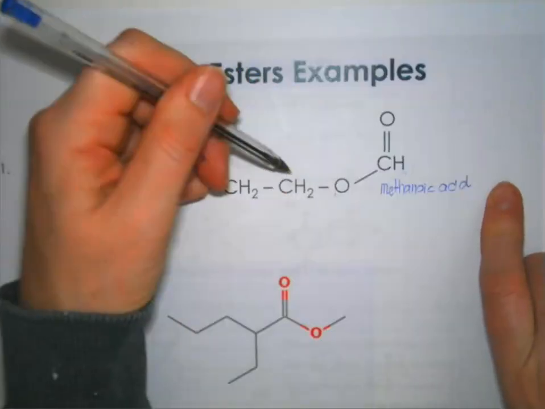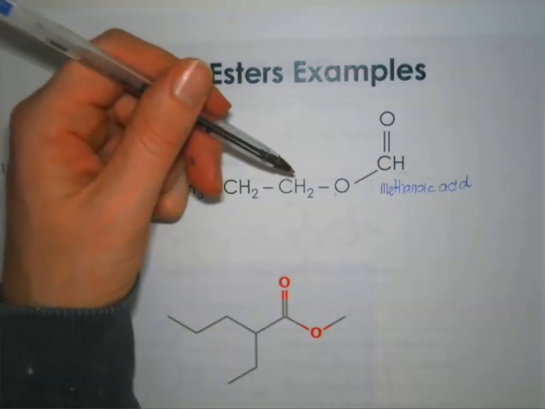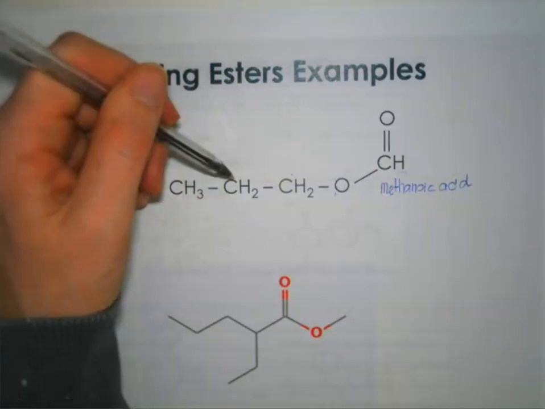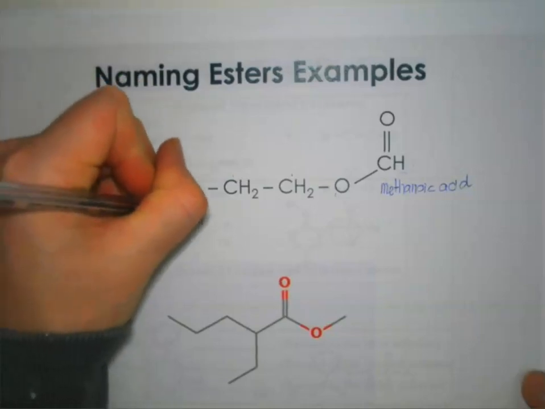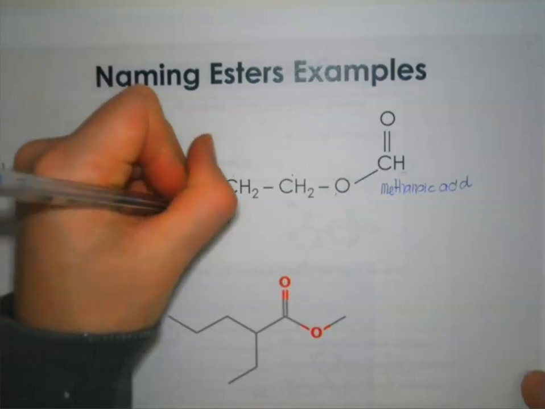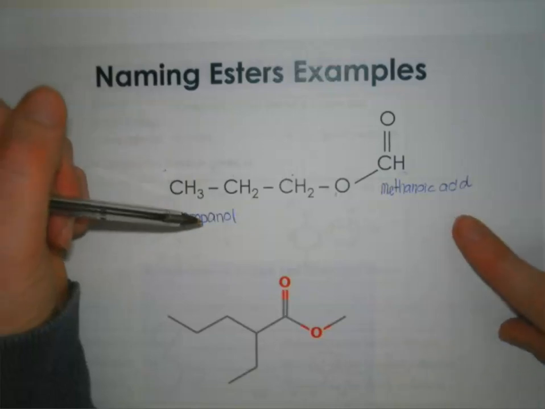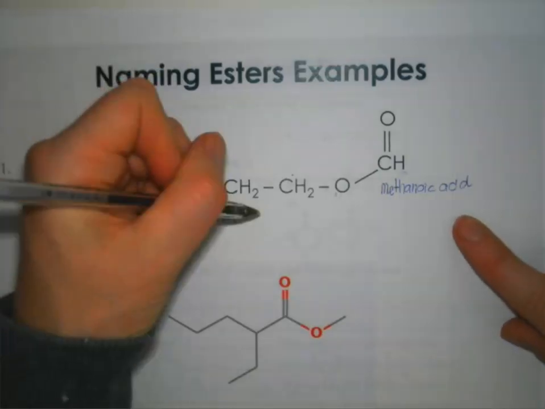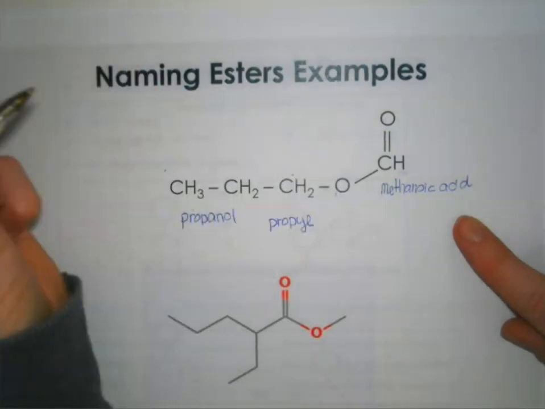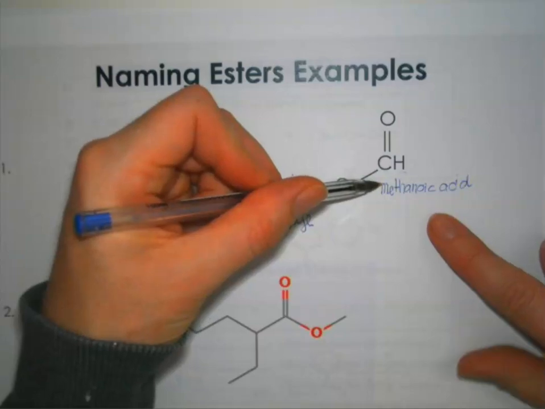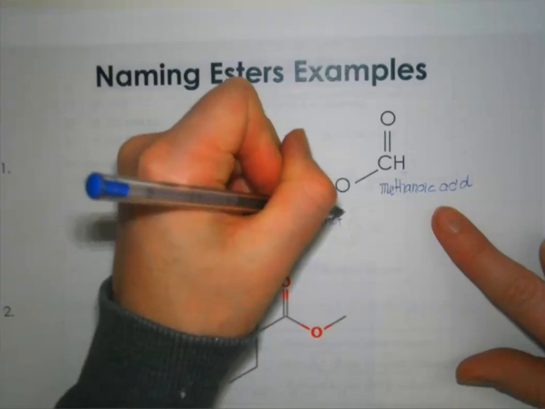On the other side of the single bonded oxygen, we're going to have the alcohol. And so that's going to be 1 carbon, 2 carbon, 3 carbons. So propanol would be the parent alcohol. And so if we put that together, remember you want to name the alcohol first. So it's propyl. And then name the part that makes it the ester second, so that'd be propyl methanoate.